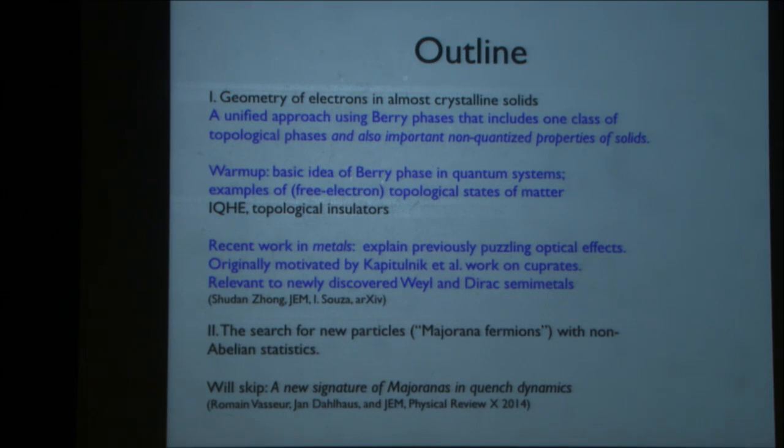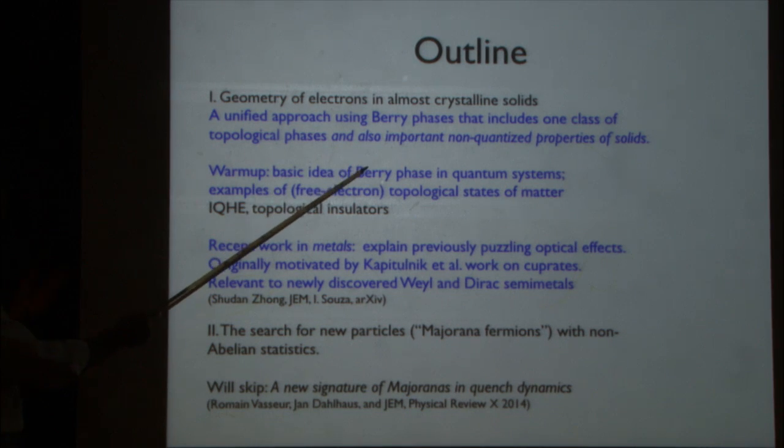And there are various ways to approach the topology of electrons in solids. There's one way I like, because it kind of ties some things together, which is in terms of the Berry phase, and I'll define what I mean by that. And one nice thing is, in addition to explaining what we call topological phases of electrons, you also explain various other things about solids that are interesting, even if they're not as topological.